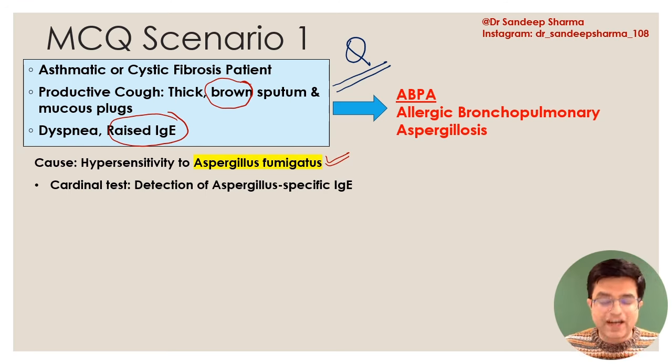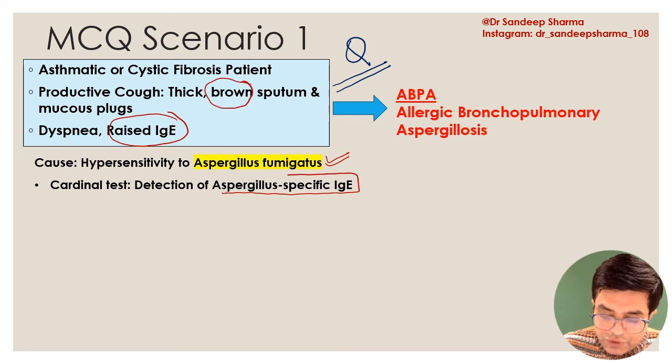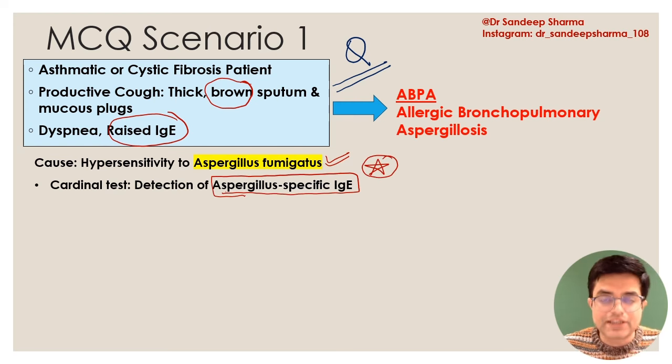Secondly, what is the cardinal test? What is the test which if positive, you will not think of anything else? Detection of Aspergillus specific immunoglobulin E in the patient. This is very, very important. Has been asked as a one-liner in INI-CET exam, not in FMG exam, but can be a repeat in FMG exam. So cardinal test या most accurate test क्या है? It is detection of Aspergillus specific immunoglobulin E. It's mentioned in Harrison also.